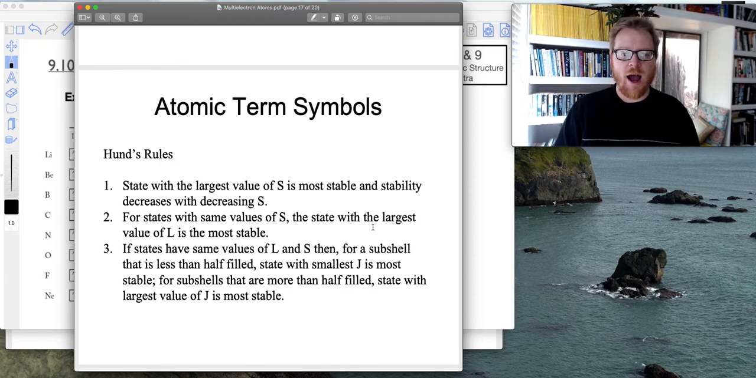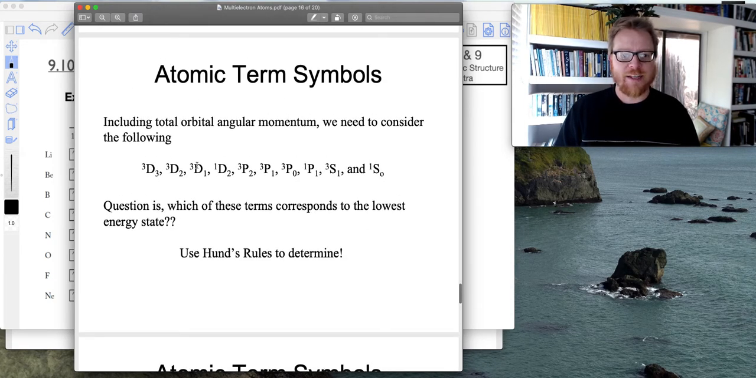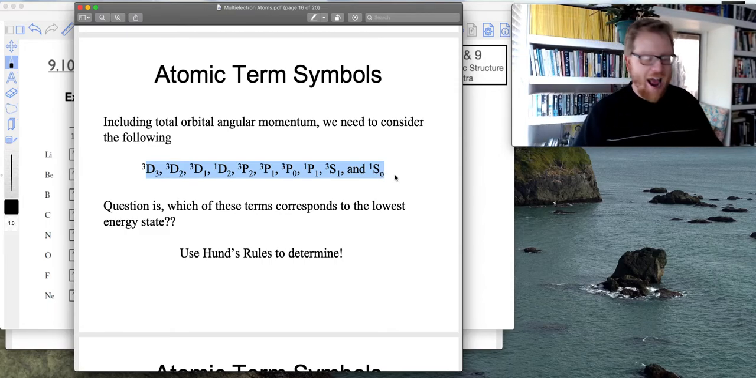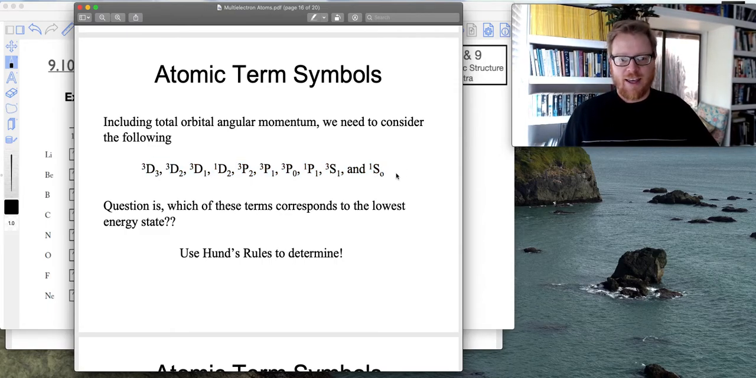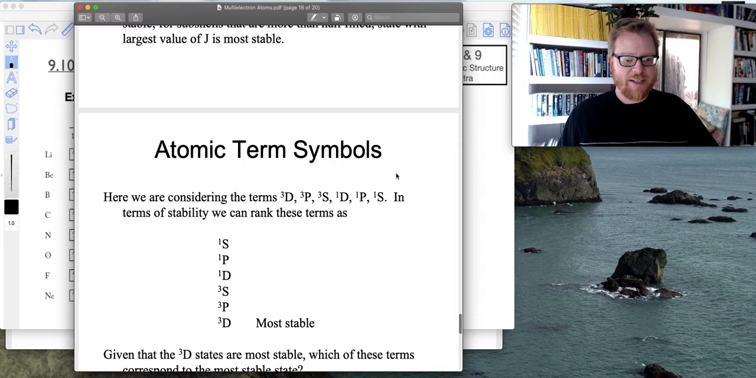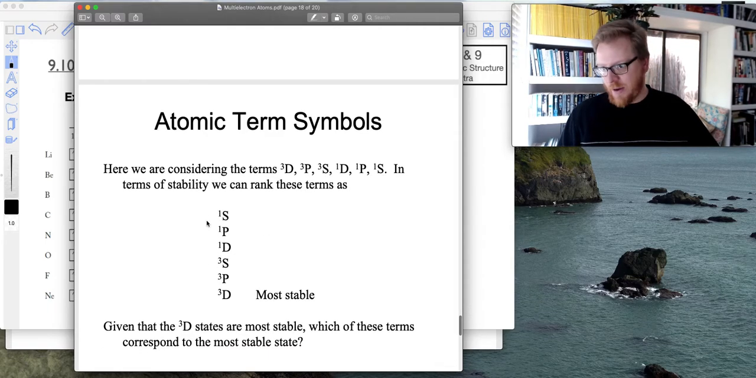So if we now go back to all of these examples, we don't know which ones of these are half filled or more than half filled. So that's once again where having the electron configuration is really useful, okay? So let's go through some of these examples. And so here you can see how they list this, right? We note that the triplet D was the most stable, triplet P, then triplet S, and then it starts over again with the singlets, okay?